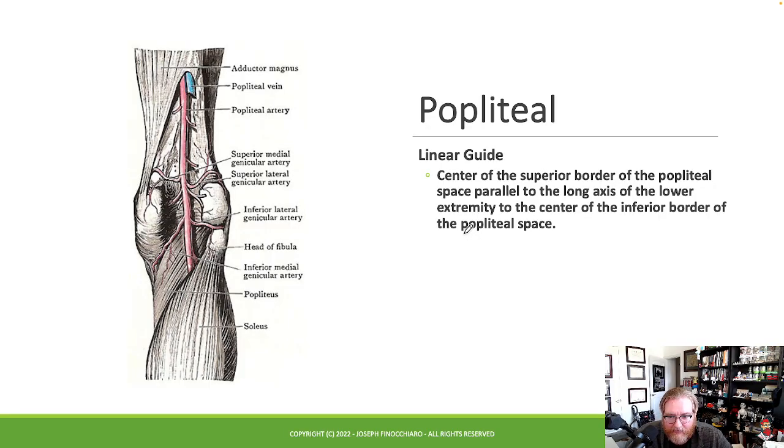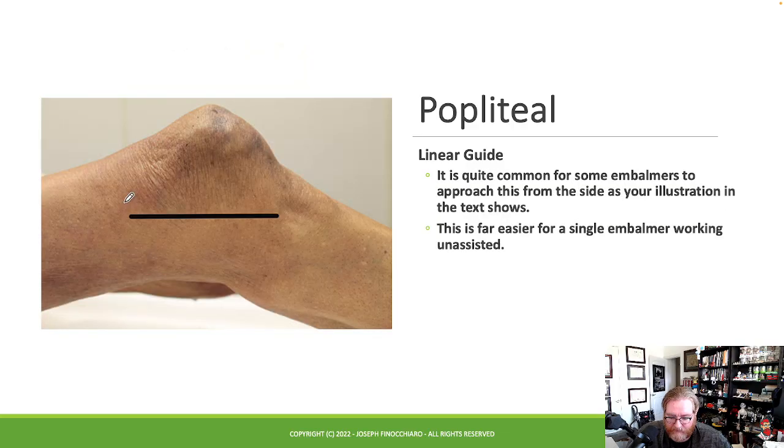Fancy way of saying, find the popliteal space. It's the line at the top, line at the bottom, going in the direction of the leg as it extends down. Makes it sound so much more difficult in doctor speak. But that's all it's saying: center of the superior border of the popliteal space, parallel to the long axis of the leg, which means parallel to the leg, period, to the center of the inferior border, and there's your linear guide.